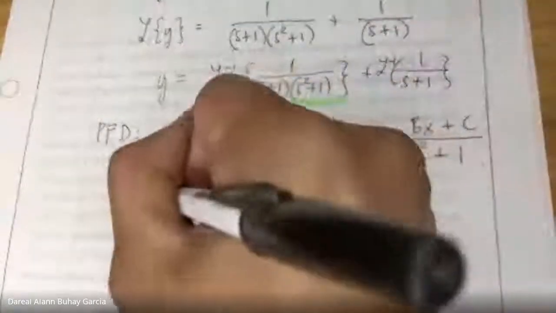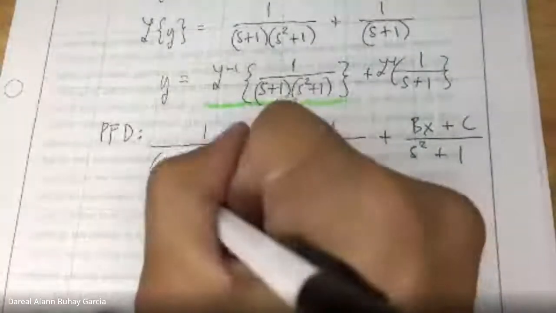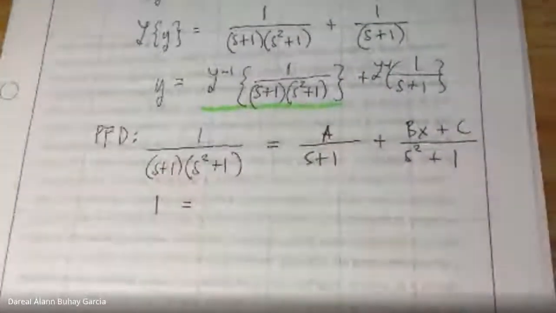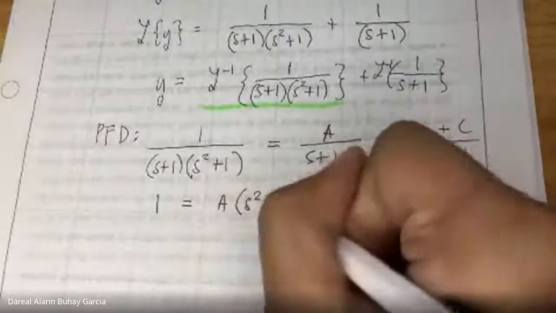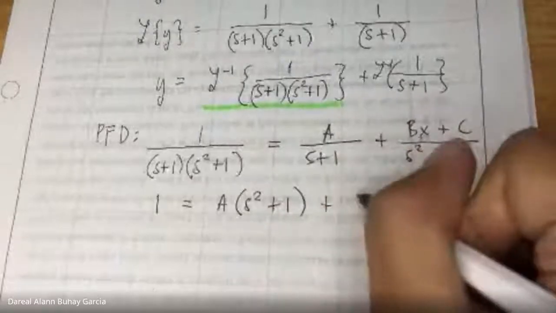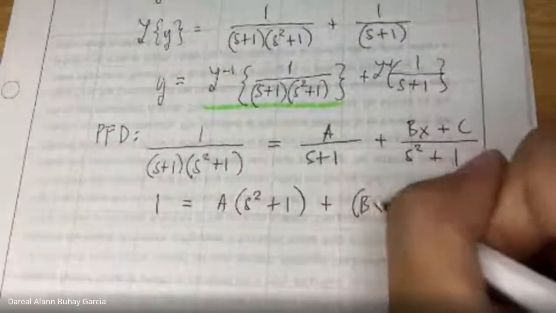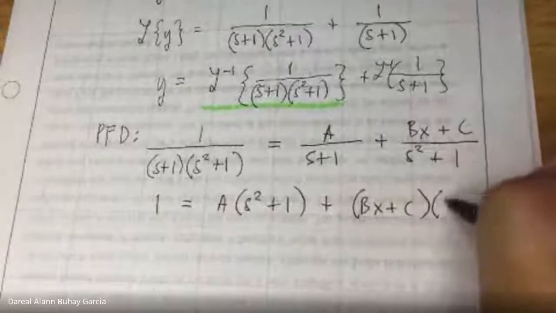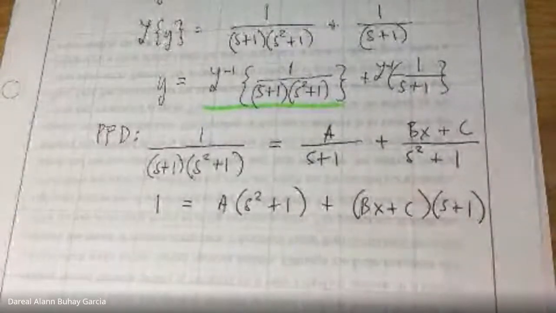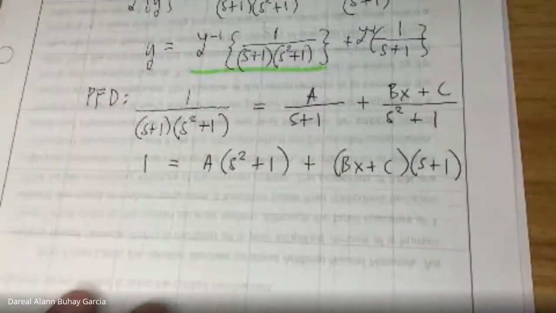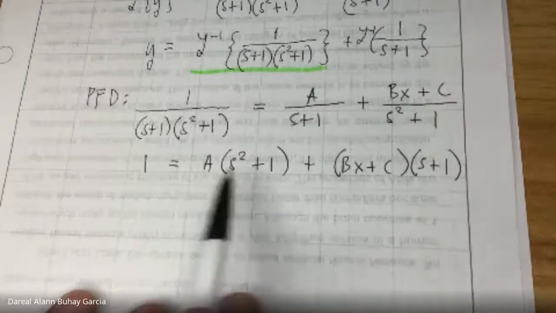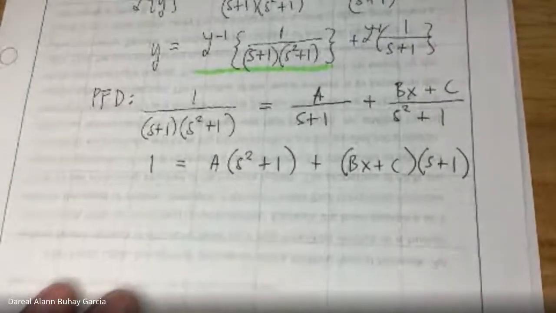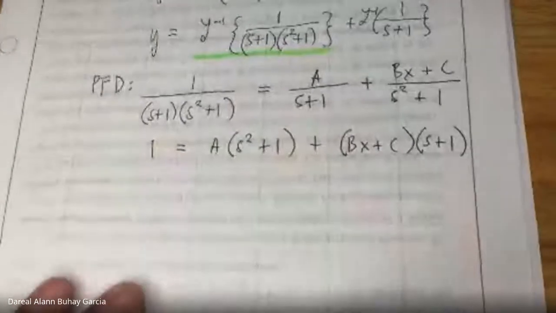Criss-cross. This is just equal to 1 equals A times s squared plus 1 plus Bs plus C times s plus 1. This algebraic decomposition is the long part of Laplace transform problems. So sige, just follow my lead.